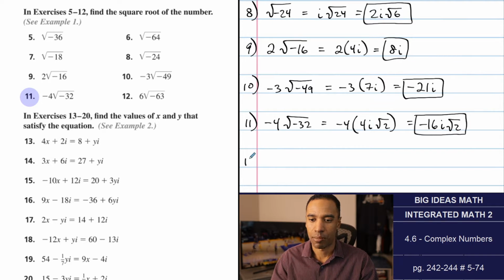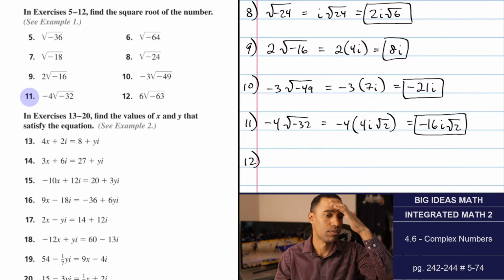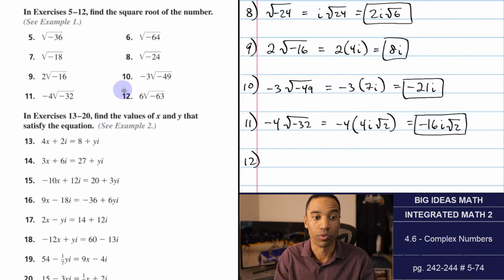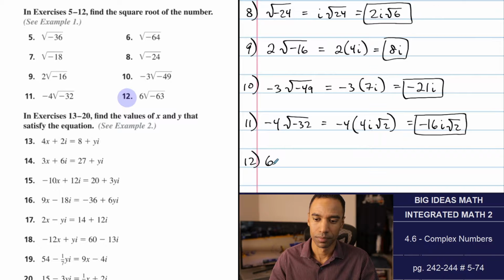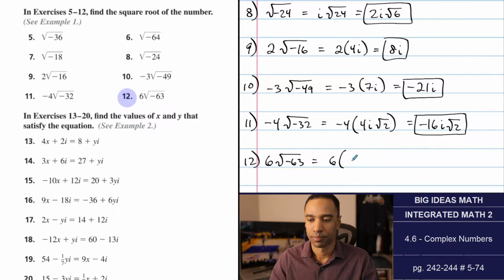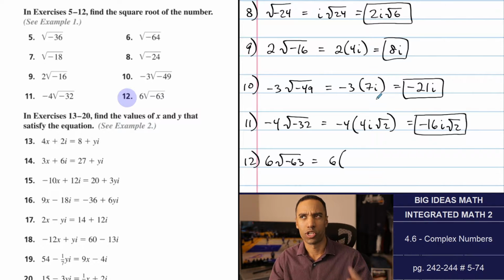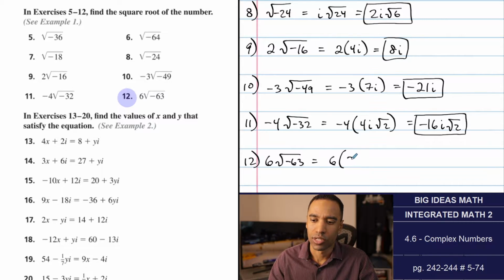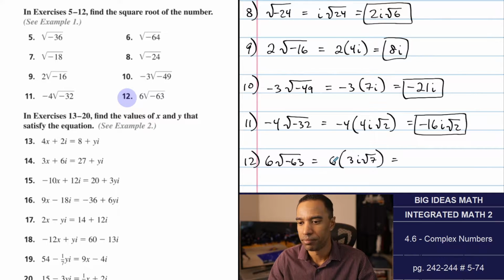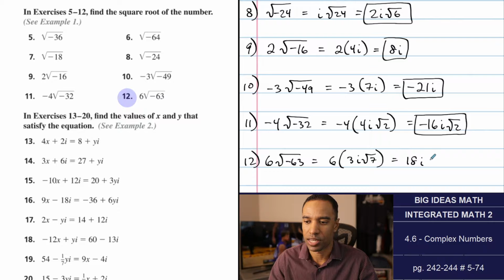And then lastly, number 12. 6 times root negative 63. That'll be 6 times, 63's largest perfect square is 9. So root 9 times root 7 is 3 root 7. So 6 times 3i root 7. This will be a positive imaginary number. 6 times 3 is 18. We get 18i root 7.